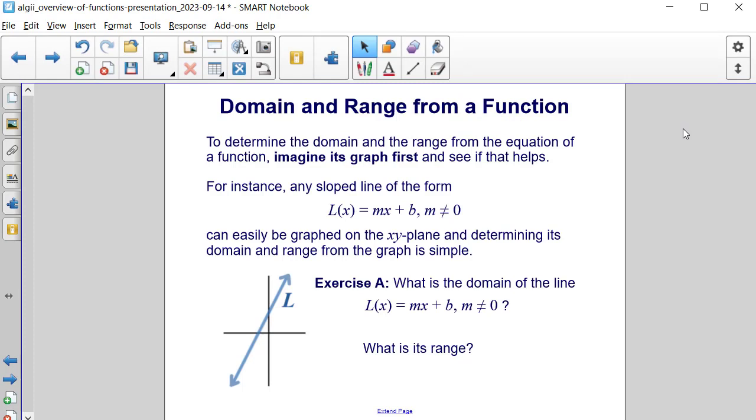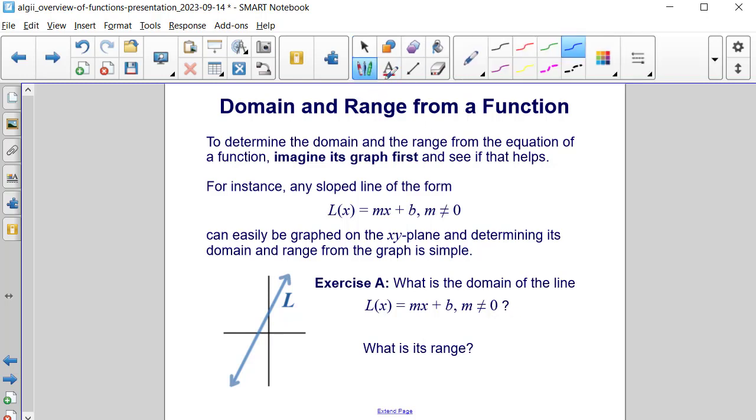To determine the domain and range from the equation of a function, imagine its graph first and see if that helps. For instance, any sloped line of the form L of x equals mx plus b, where m is not equal to 0, can easily be graphed on the xy plane, and determining its domain and range from the graph is fairly simple. So what is the domain of the line L of x, which is equal to mx plus b, if m cannot equal 0?